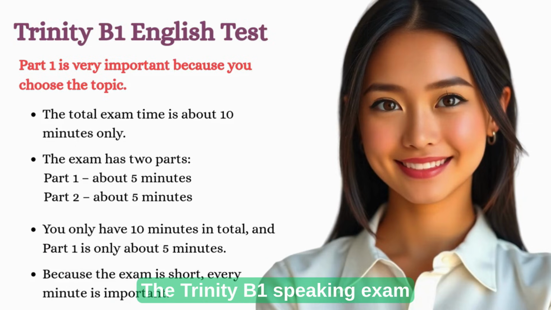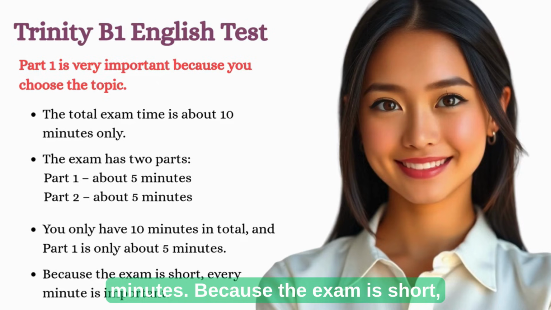The Trinity B1 speaking exam is very short. The total exam time is about 10 minutes only. The exam has two parts. Part 1, about 5 minutes. Part 2, about 5 minutes. So remember this clearly. You only have 10 minutes in total, and Part 1 is only about 5 minutes. Because the exam is short, every minute is important.